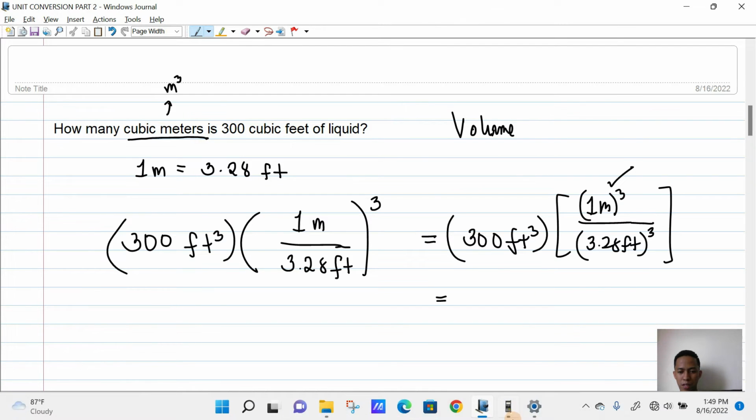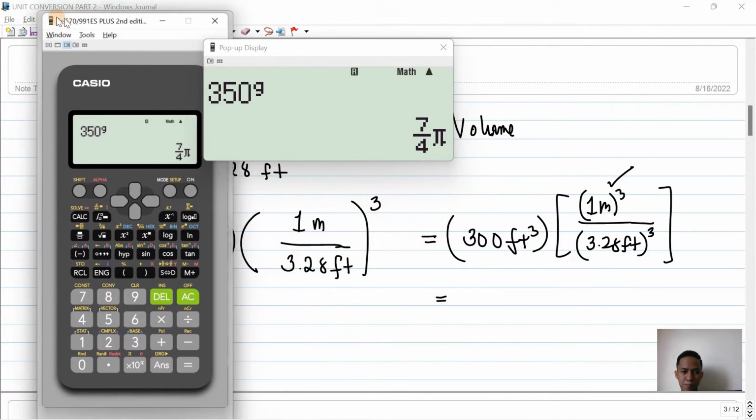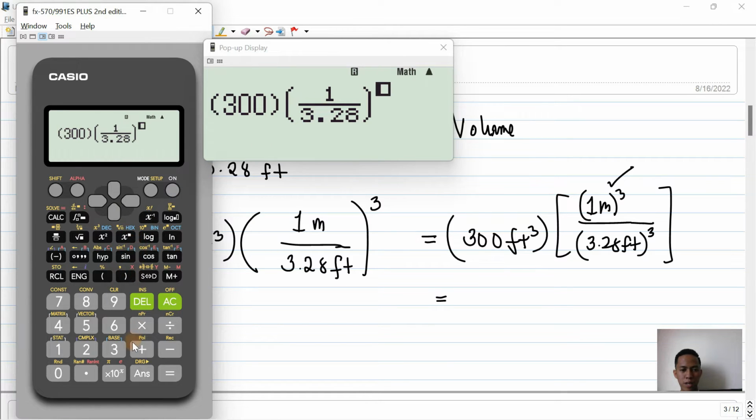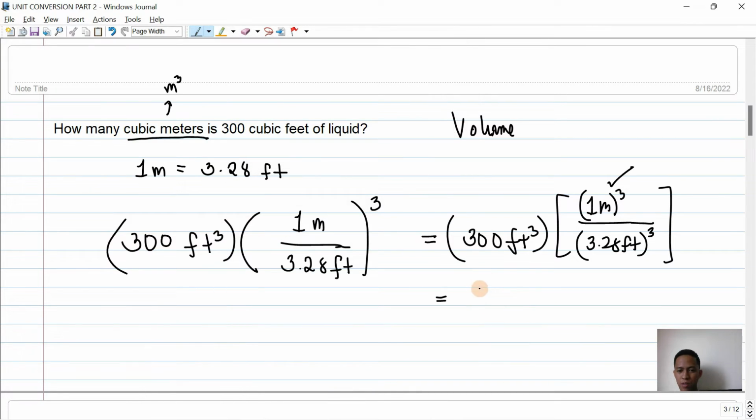Okay, so compute lang natin guys. So, that is 300 cubic feet times the conversion 1 meter per 3.28 feet. Then, ito guys, i-cube natin. Okay, equals lang. So, that is 8.5. Okay, so, two significant figures. So, that is 8.5 cubic meter. So, that's your answer for this problem.